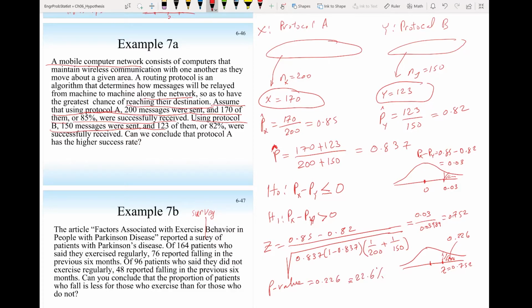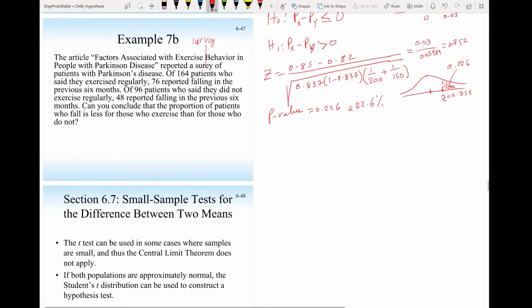So there is no strong evidence against the null hypothesis. So I cannot reject the null hypothesis, and I cannot conclude protocol B has the greater success rate. Okay, let's look at the next example here.